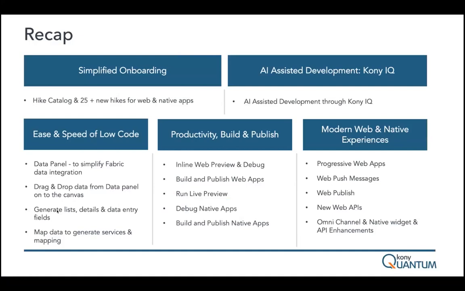So these were all the features of this release. We talked about simplified onboarding with the Hi catalog, and we talked about the amazing things that Kony IQ can do. We looked at all these low-code features that we have added to increase the ease and speed of development, and also all the productivity enhancements in terms of previewing apps, debugging apps, building apps, and publishing applications, not only for native apps but even for web apps. And we've also looked at all the capabilities that we keep adding to modernize our web and native experiences, like progressive web apps, push notifications on web, and several native widget and API enhancements.